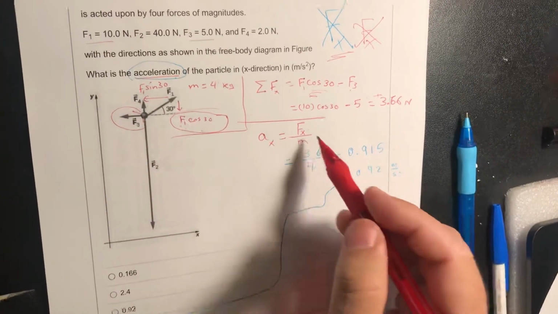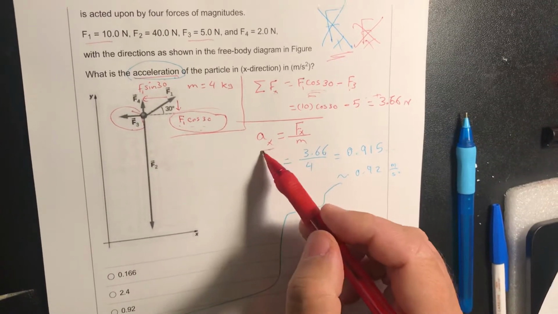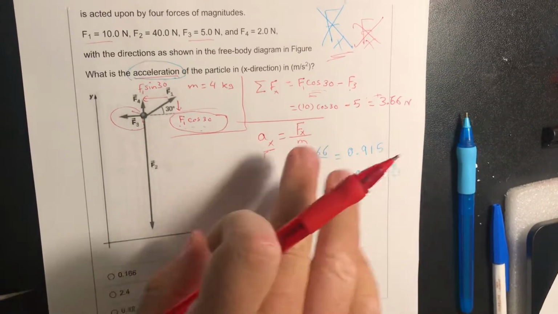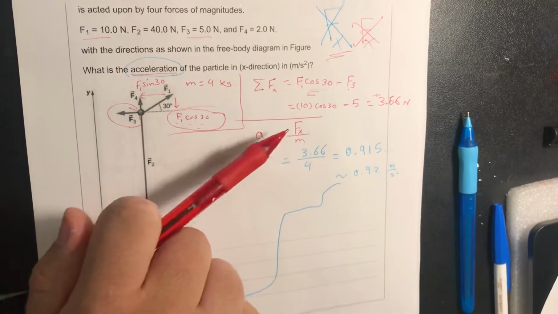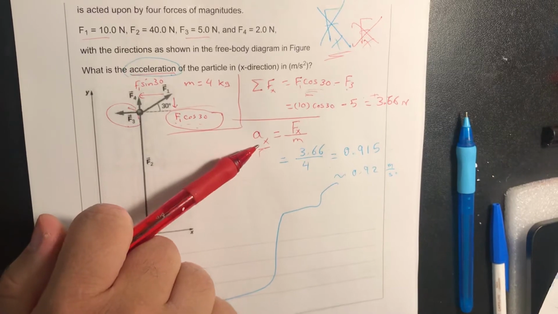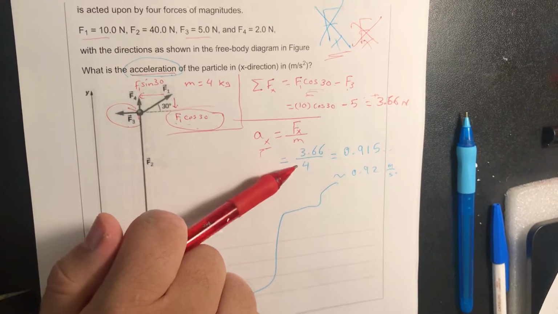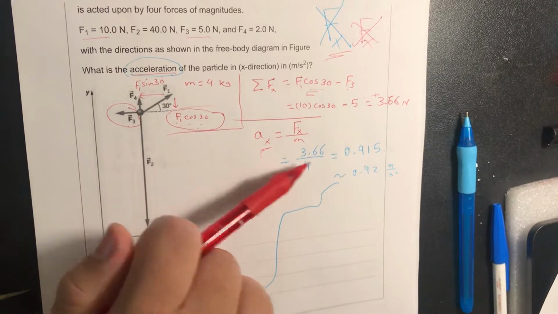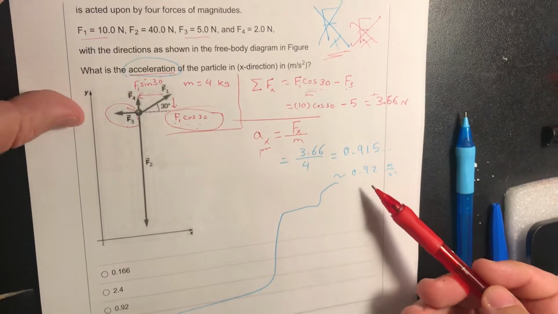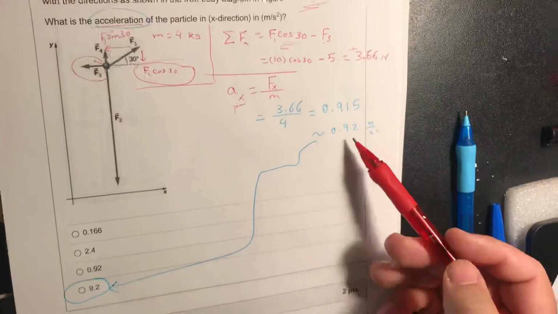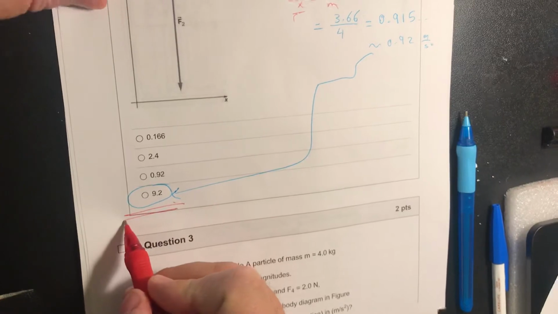Now we found fx. What is the acceleration? Be careful about that. We don't ask about just fx, we ask about the acceleration. The acceleration in x direction is fx over the mass. Fx is given, the mass is given also. Then the acceleration is approximately 0.92 meter per square second, which is this answer.